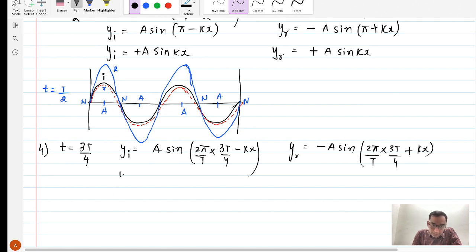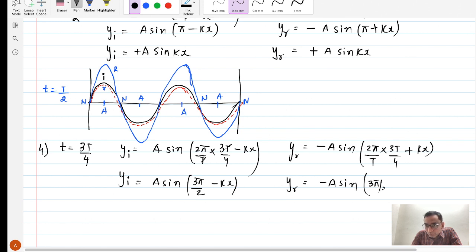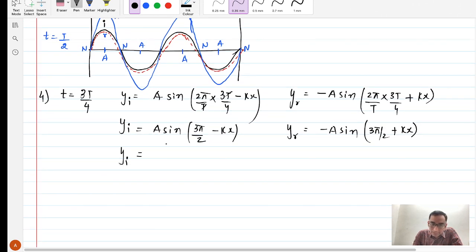So the incident wave is equal to A sine, 2 gets cancelled, T gets cancelled, this is 3 pi by 2 minus kx, and here the reflected wave is minus of A sine 3 pi by 2 plus kx. Now guys, in both the cases y_i is sine 3 pi by 2 minus theta, where this theta is less than 90, falls into the third quadrant. When you have 3 pi by 2, pi by 2, 5 pi by 2, 7 pi by 2, sine gets converted into cos. Anyhow, the angle is falling in the third quadrant, 270 minus theta, so it has to be minus of kx.